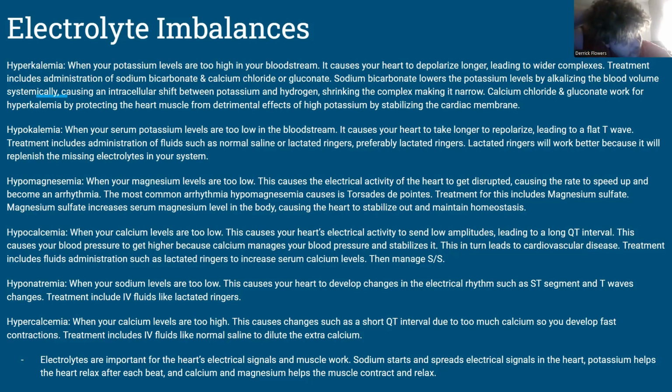Now, hypomagnesemia. Magnesium levels are too low. This causes the electrical activity of the heart to get disrupted, causing the rate to speed up and become an arrhythmia. The most common is torsades, which you talked about earlier. Treatment is MAG. You want to give the body MAG if they're low on MAG, right?